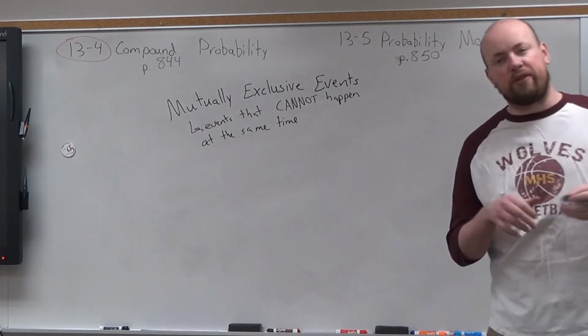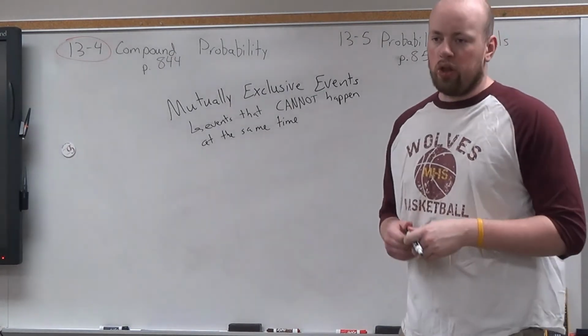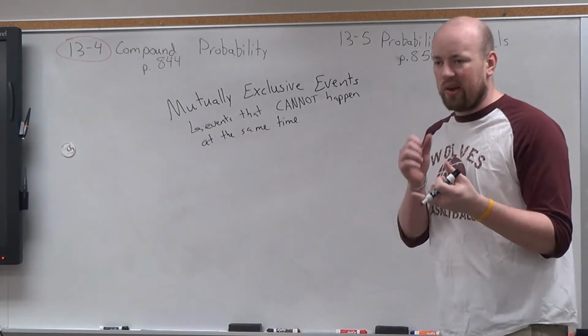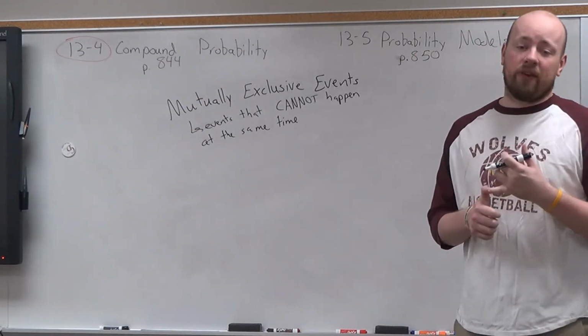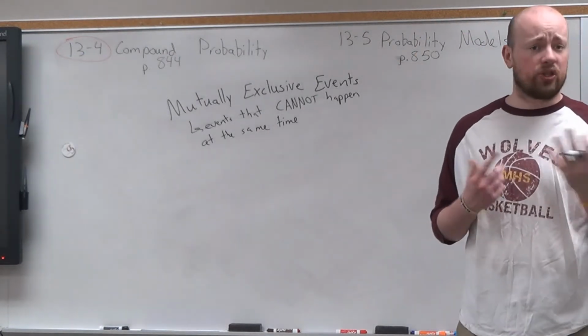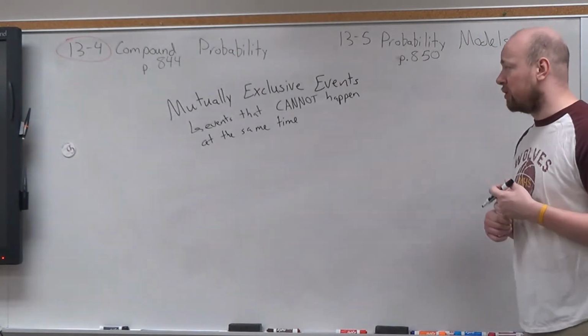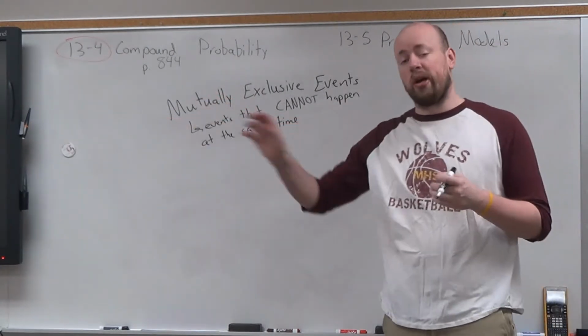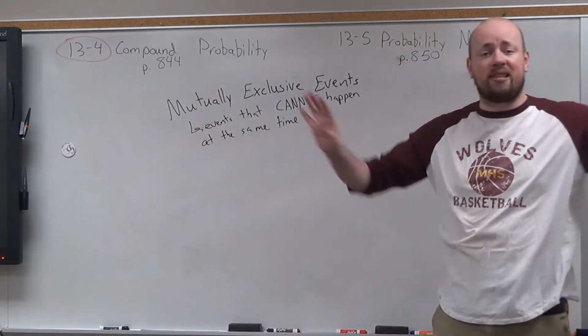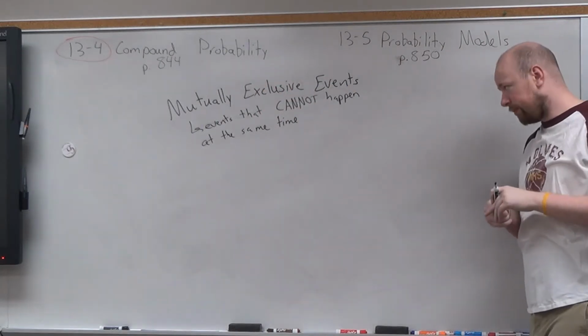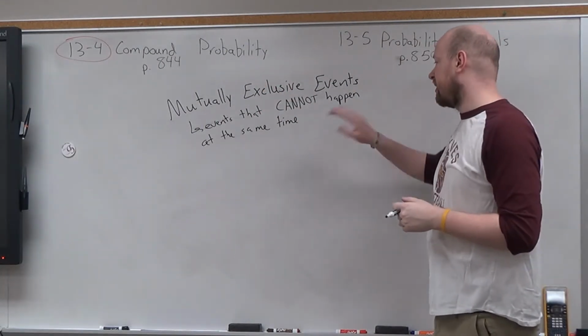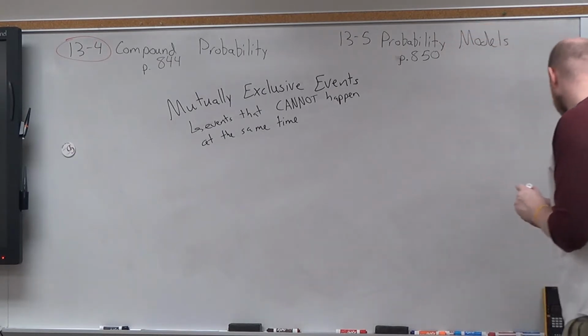A good example is if I rolled 1 die, there is no possible way for me to roll a 1 and an even at the exact same time. It's just not going to happen. They would be mutually exclusive. I could roll a 1 or I could roll an even, and they'd be separate scenarios. They are events that just cannot happen at the same time.